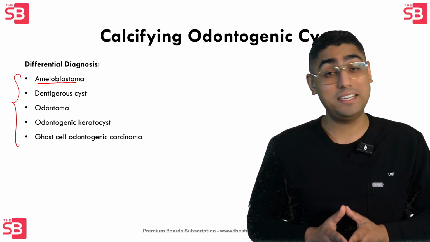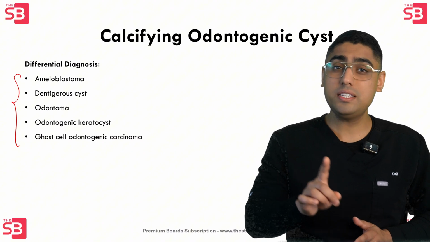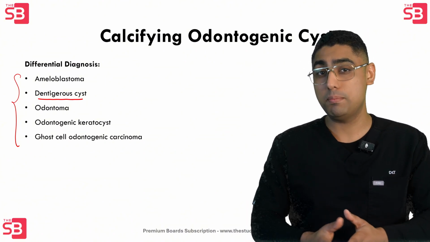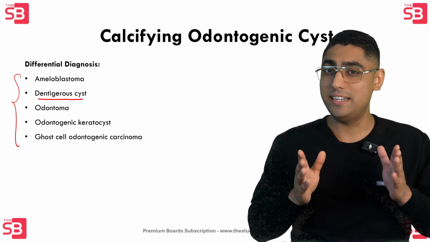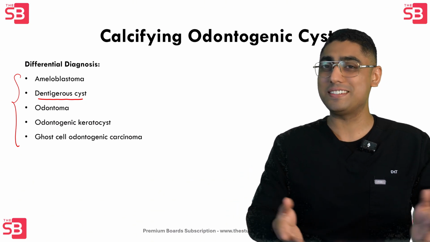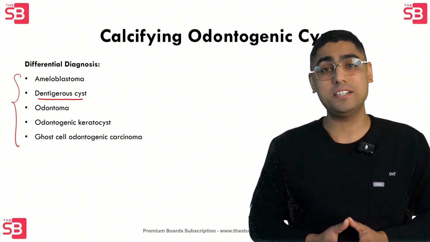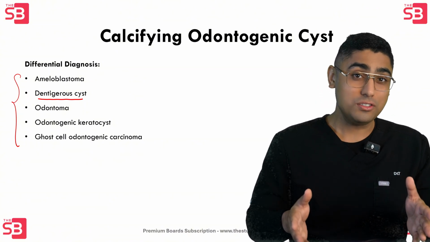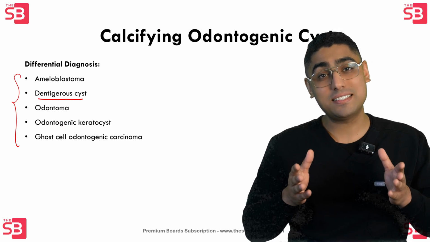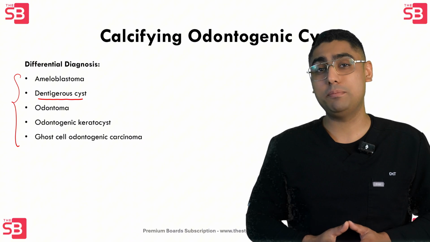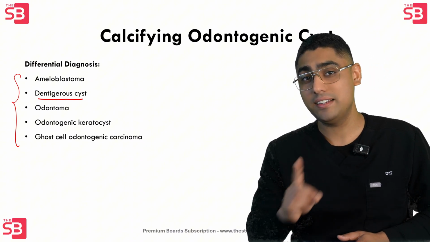Now let's discuss dentigerous cyst. Both COCs and dentigerous cysts can be associated with impacted teeth, but the key differentiator is that dentigerous cysts do not have ghost cells and these calcifications, which are very clearly present in COC. Also, dentigerous cyst has its lining attached to the CEJ. So we can clearly differentiate between dentigerous cysts and COC.